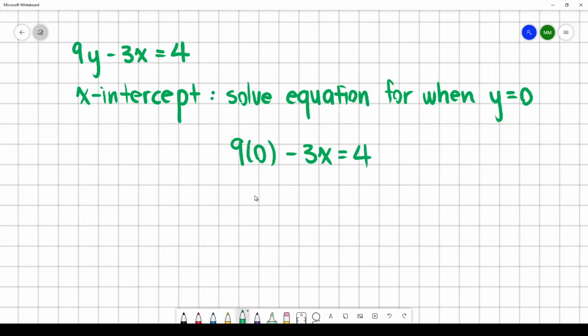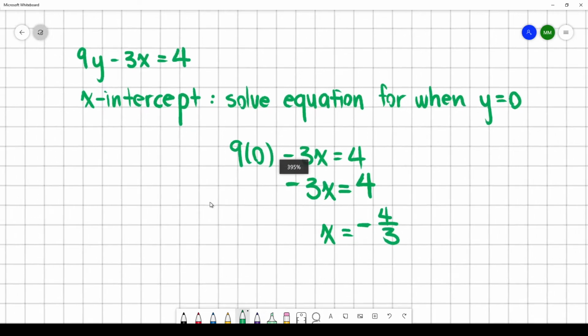Now remember, when you have 0 minus 3x, that's not 3x, that's negative 3x. You got to remember the negative sign up front. So it changes the answer completely. So if you divide both sides by negative 3, you get x is equal to negative 4 over 3.